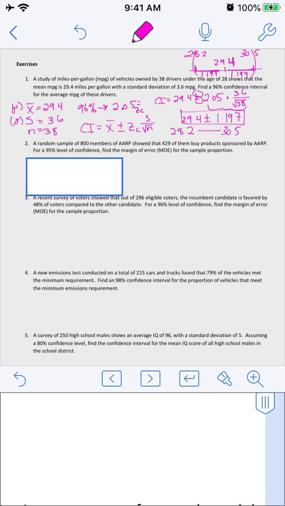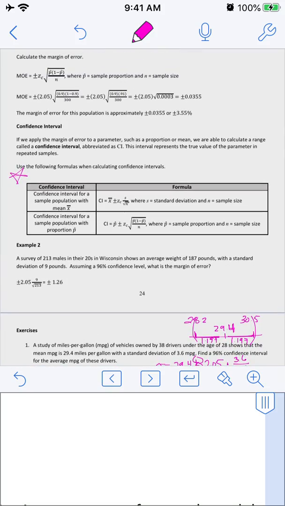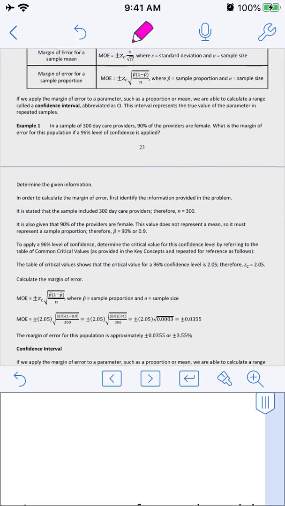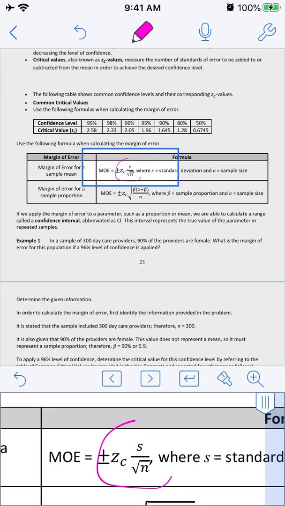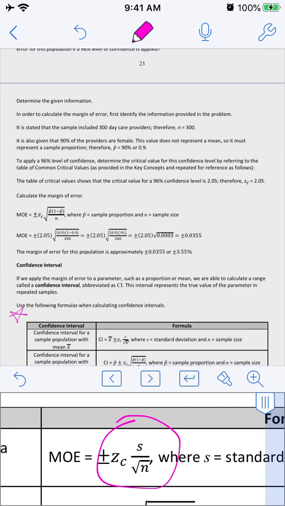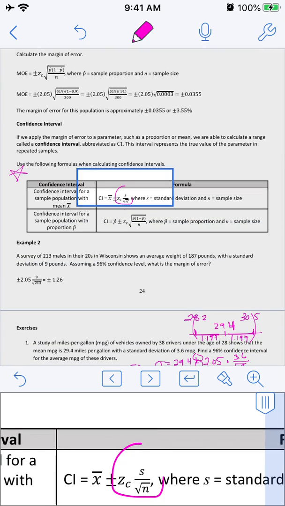Number 2: a random sample of 800 members of the AARP shows that 429 of them buy products sponsored by AARP. For a 95% confidence interval, find the margin of error for the sample proportion. This doesn't sound like it would be anything similar, okay? But let's start with the confidence interval equation. Then you can also throw back to the margin of error equation. Take a look at that, and then at the formula we just used. The margin of error is just the back half of that equation.